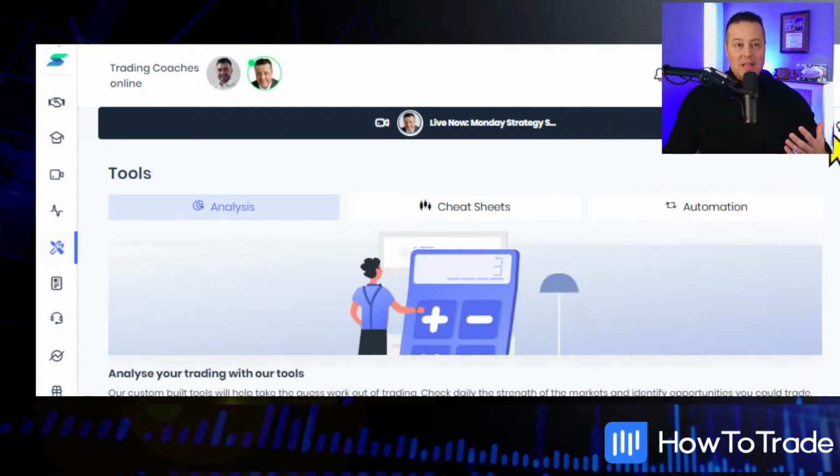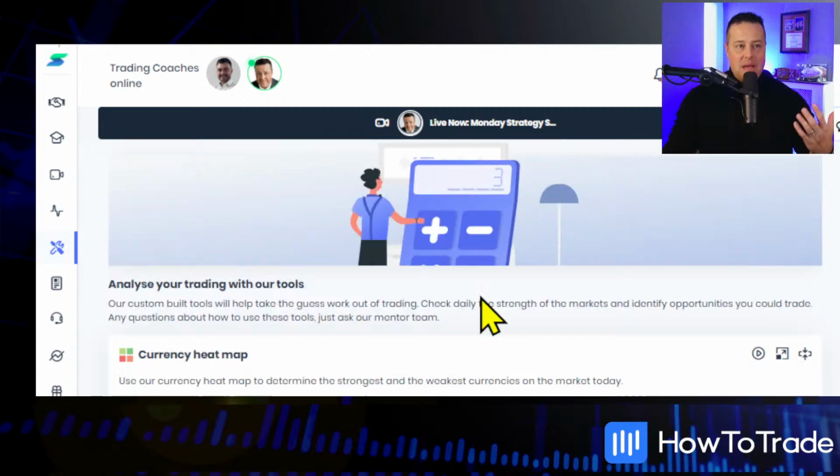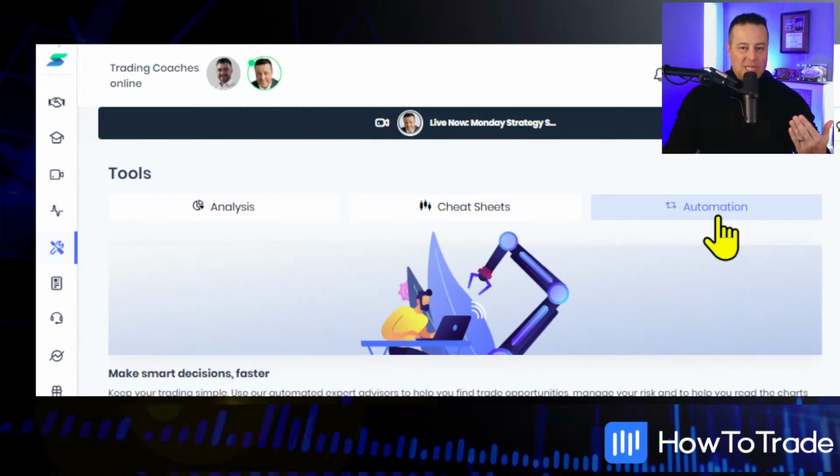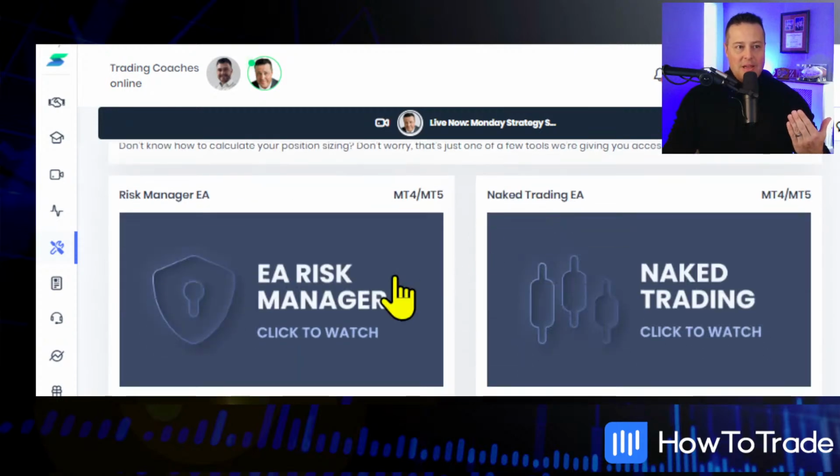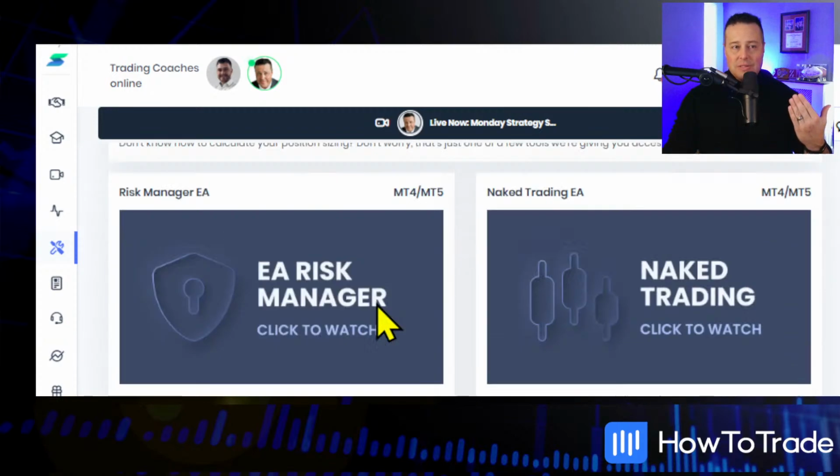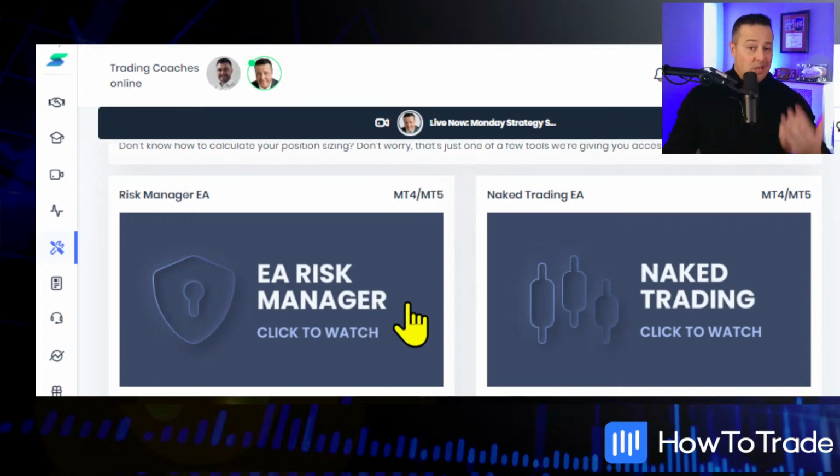All right, and you see the live chat sort of pops up. So what do you have right here? You've got analysis, you've got all the heat maps and all that stuff. What we want is automation. You click on automation right there, and you go right down, and there's all your downloads. There's your downloads. EA Risk Manager, which we're going to talk about a little bit later this week. We had a trader in the room say, Shane, I need you to run through the risk management on MT4, MT5. I'm going to try to schedule that for later this week.